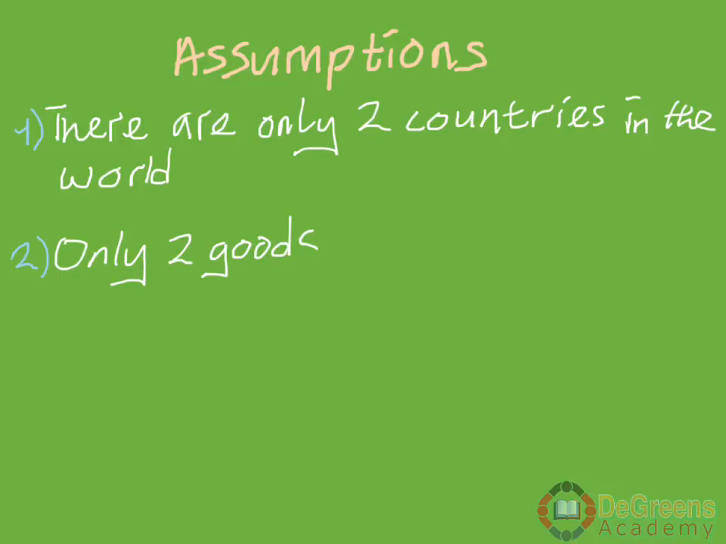The next assumption: there are only two goods which are produced. Also, for simplification, we have limited the number of goods to two. It can be any two goods. It can be cars and houses, or plants. Any two goods. And also the countries can be any two countries, so we can name any two countries and use them as an example.